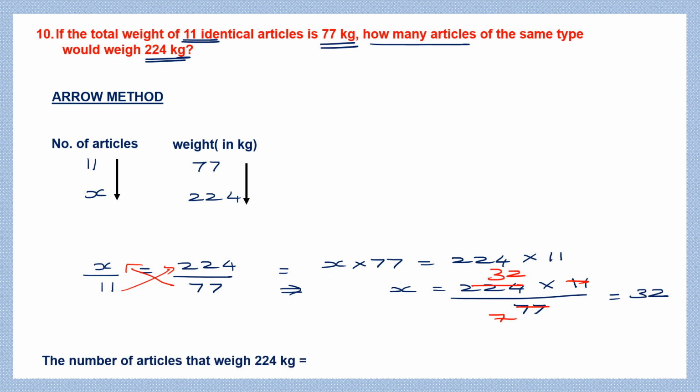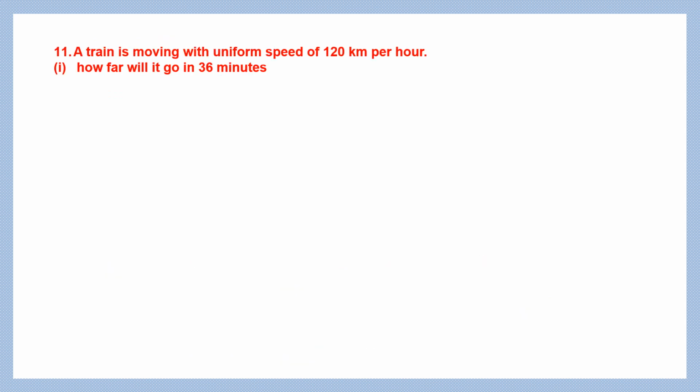And what is our answer? Number of articles that weigh 224 kg is 32. So 32 articles is our answer. Question 11. A train is moving with uniform speed of 120 kilometers per hour. How far will it go in 36 minutes?